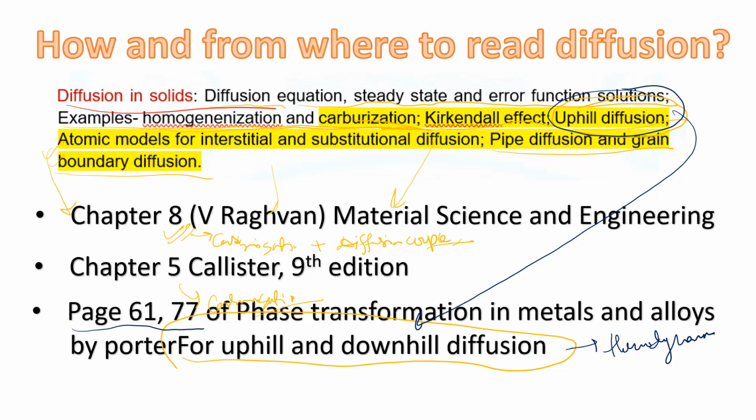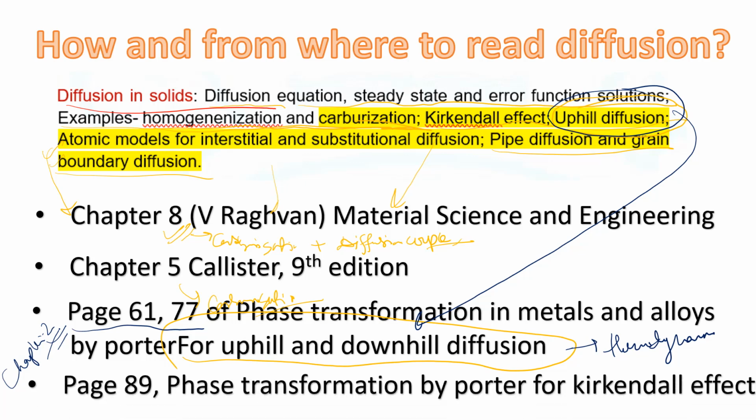And also this is in chapter 2, right? Chapter 2 of Phase Transformation in Metals and Alloys. You can study the whole chapter, but it is given in more detail than what we require. But you can refer to page numbers 61 and 77 for this uphill diffusion, and that will be enough. Next is page 89 of Phase Transformation, especially for the Kirkendall effect, right? The Kirkendall effect is beautifully explained on page 89, but you will also find it in V.